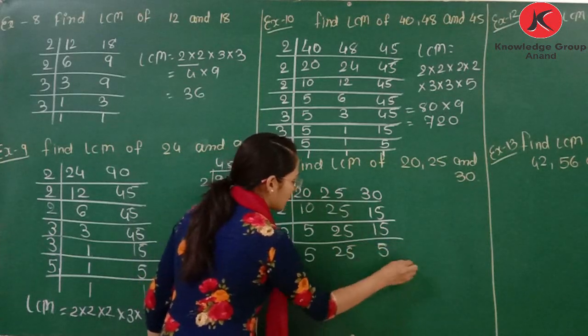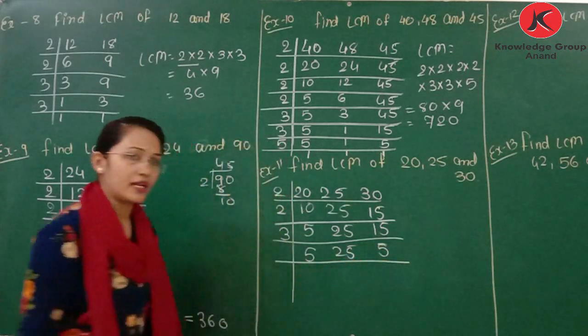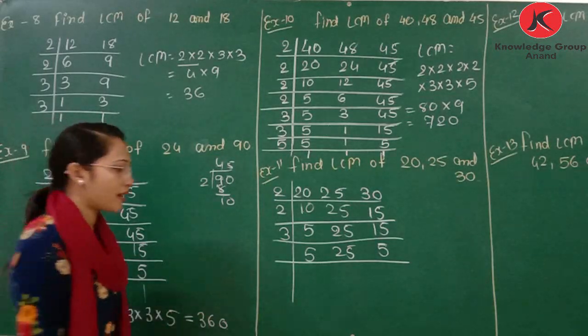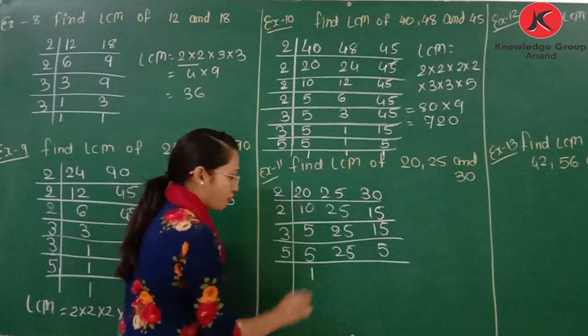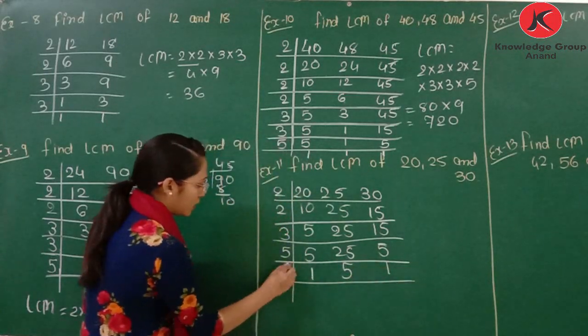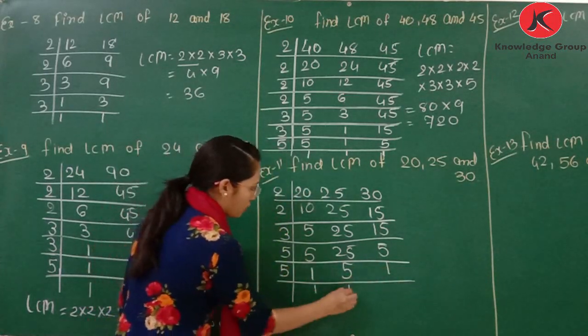5 3s are 15. Now, is there any number that is divisible by 3? No. Now you need to take the next prime factor, that is 5. 5 1s are 5, 5 5s are 25, and 5 3s are 15. Again, 5 1s are 5.